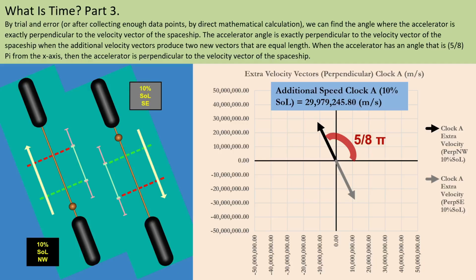By trial and error, or after collecting enough data points by direct mathematical calculation, we can find the angle where the accelerator is exactly perpendicular to the velocity vector of the spaceship.